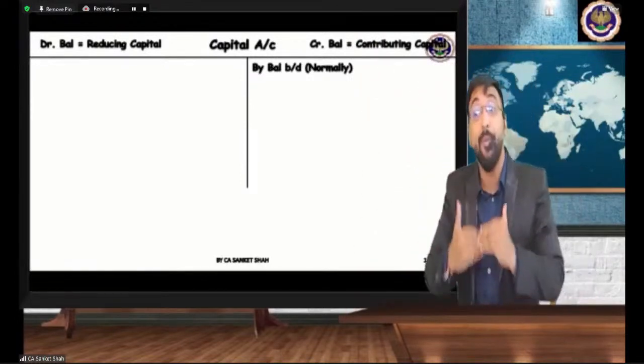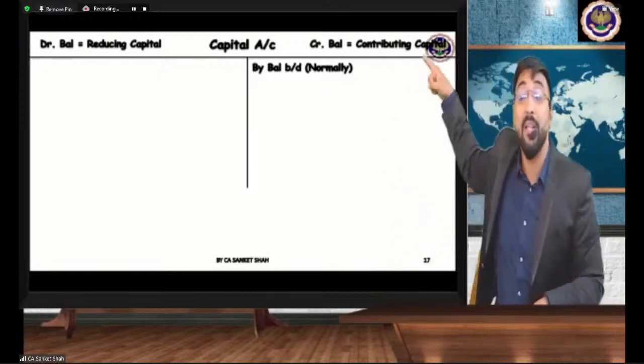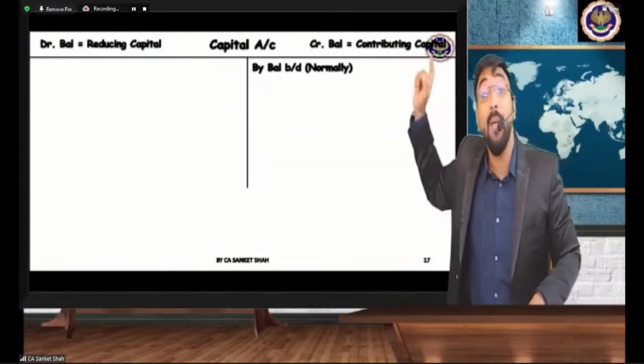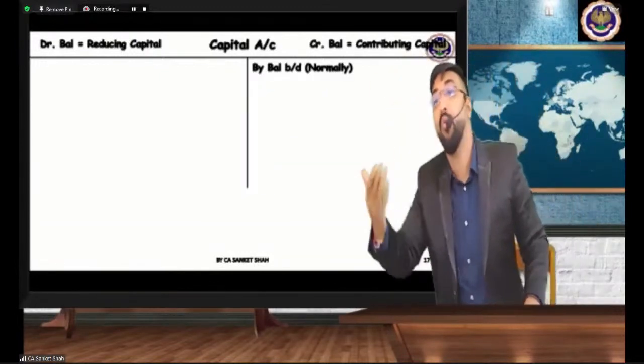तो जब भी कैपिटल बढ़ेगा तो बाय बैलेंस ब्रॉट डाउन से शुरुआत होगी. बाय बैलेंस ब्रॉट डाउन से शुरुआत होगी. So write down capital account.